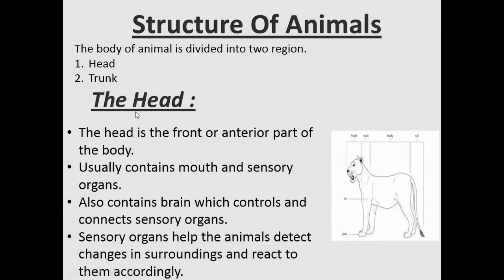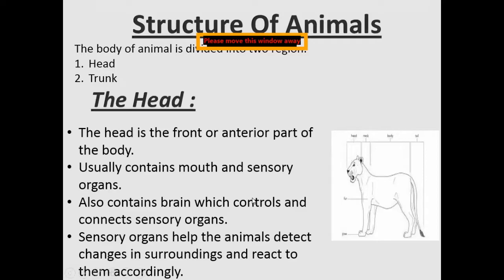Now first we have the head. The head is the front or anterior part of the body. What is the head? The head is the front or anterior part of the body. It usually contains the mouth and sensory organs. And we know that eyes, ears, tongue, nose, and these things are present.